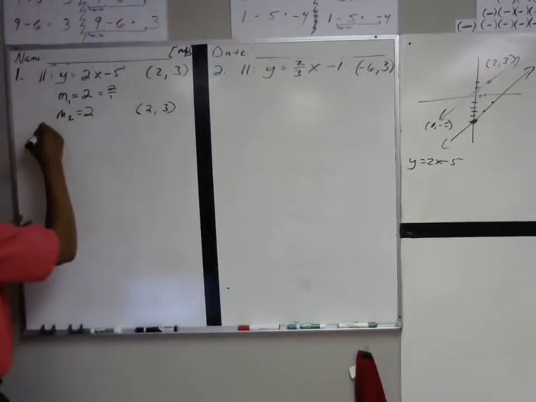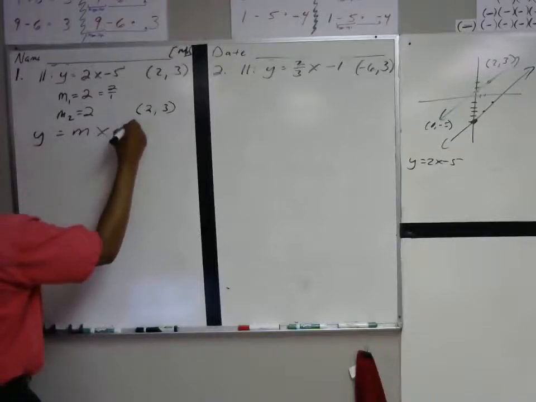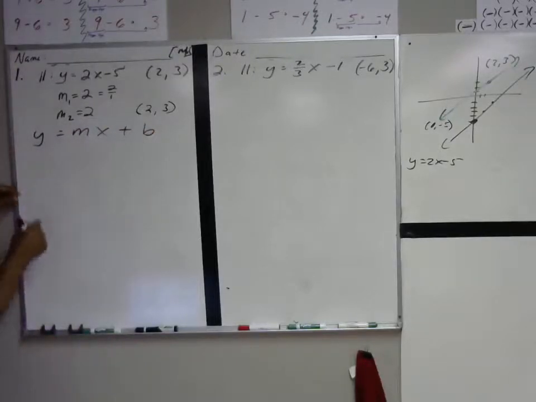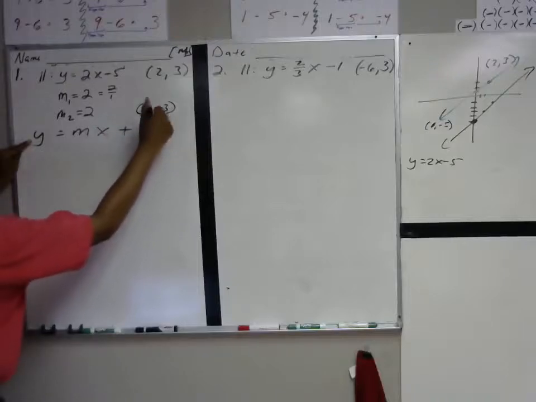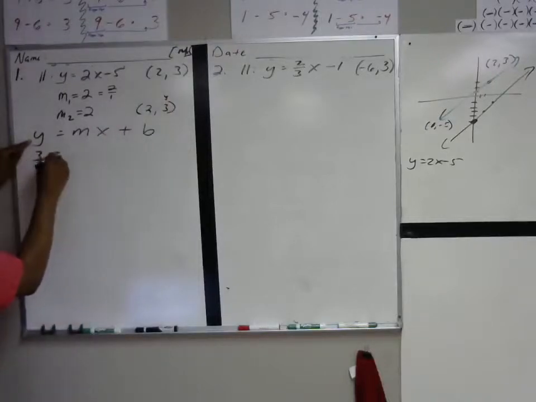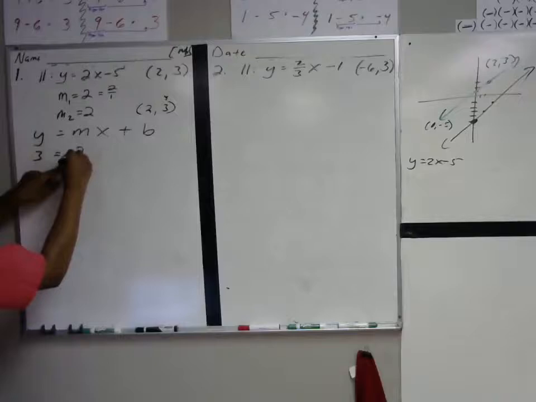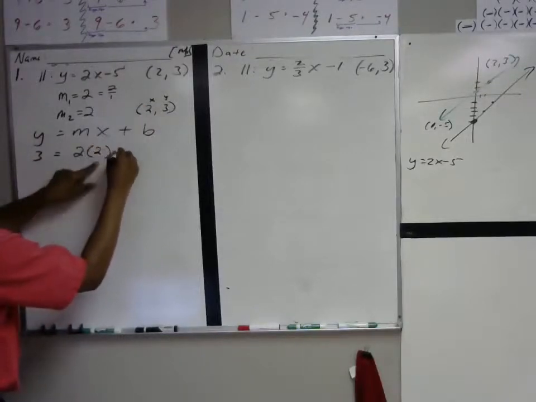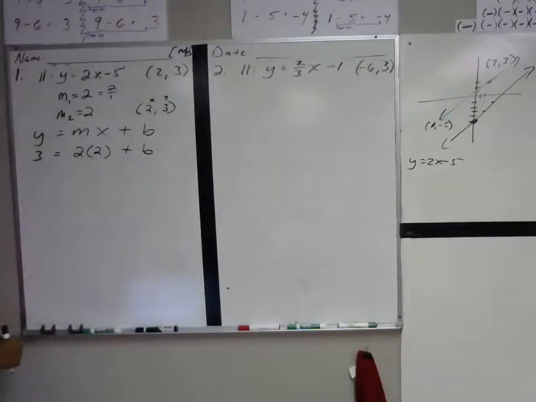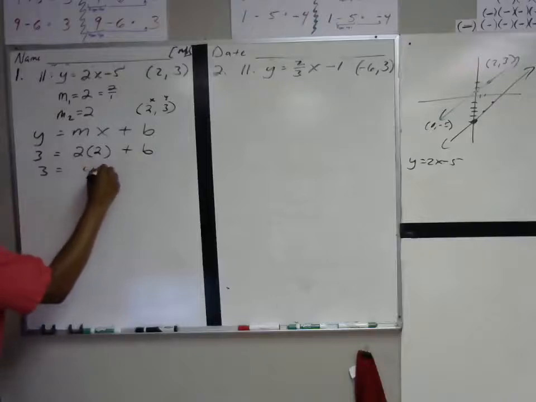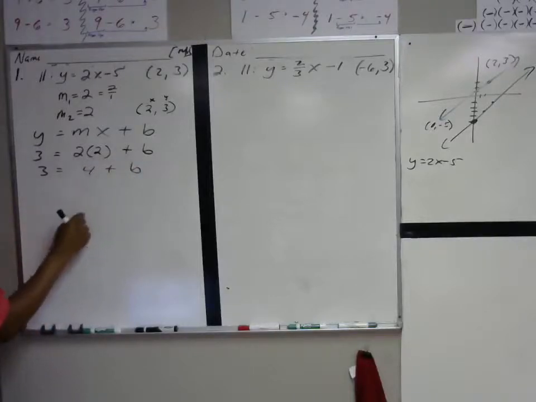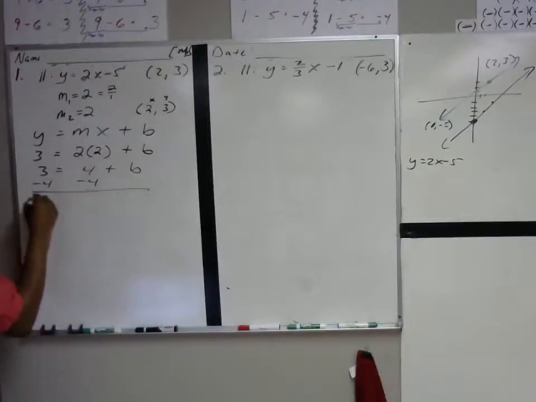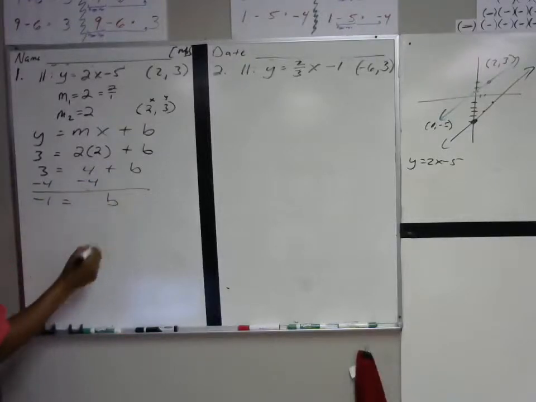So here we go. y equals mx plus b. y here, that's the 3, equals m, that's the 2. The x, that's the 2 here, then plus b. We're going to multiply these two and get 3 equals 4 plus b. And from there, to solve for b, I'm going to subtract 4 from both sides. And I'll get negative 1 equals b.